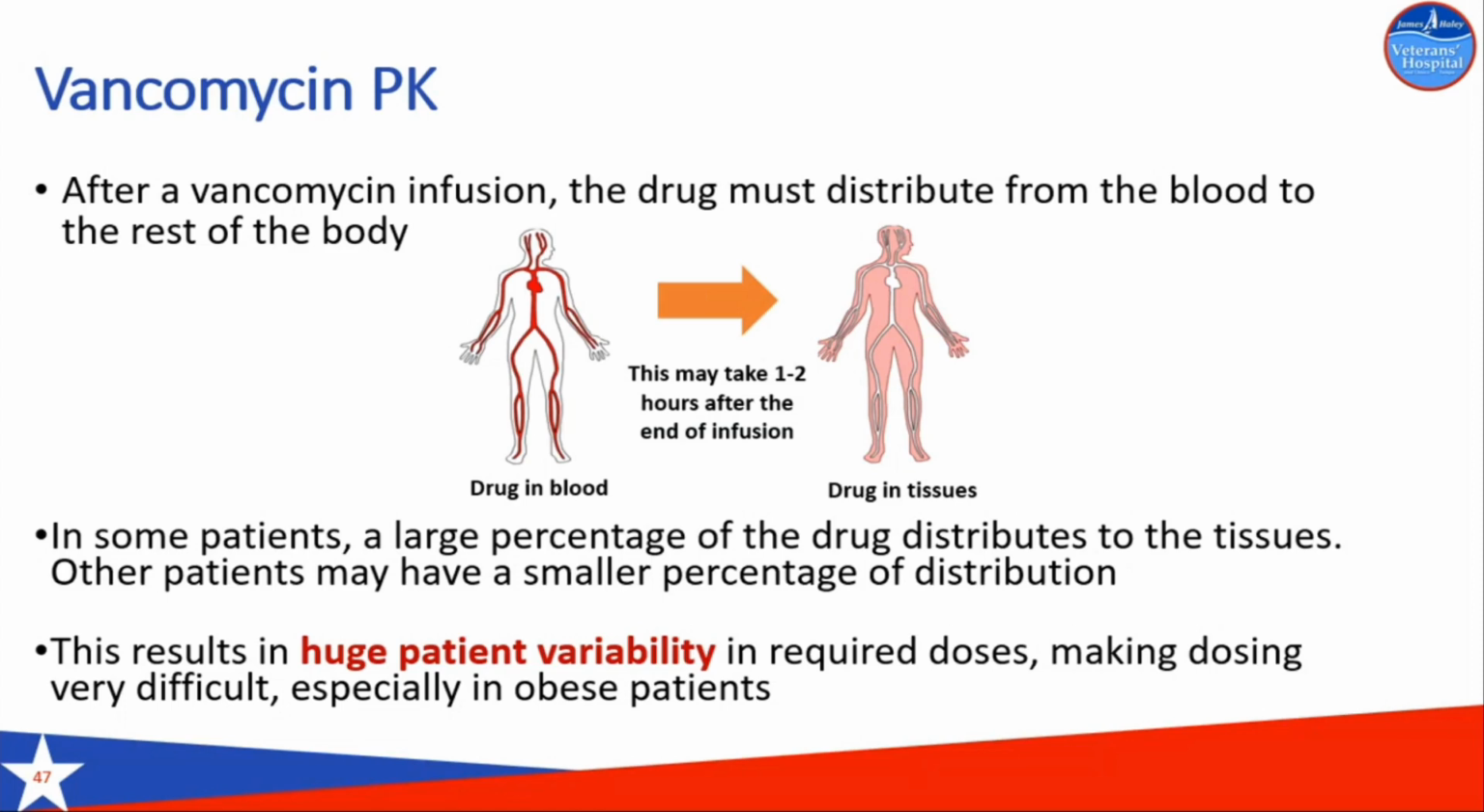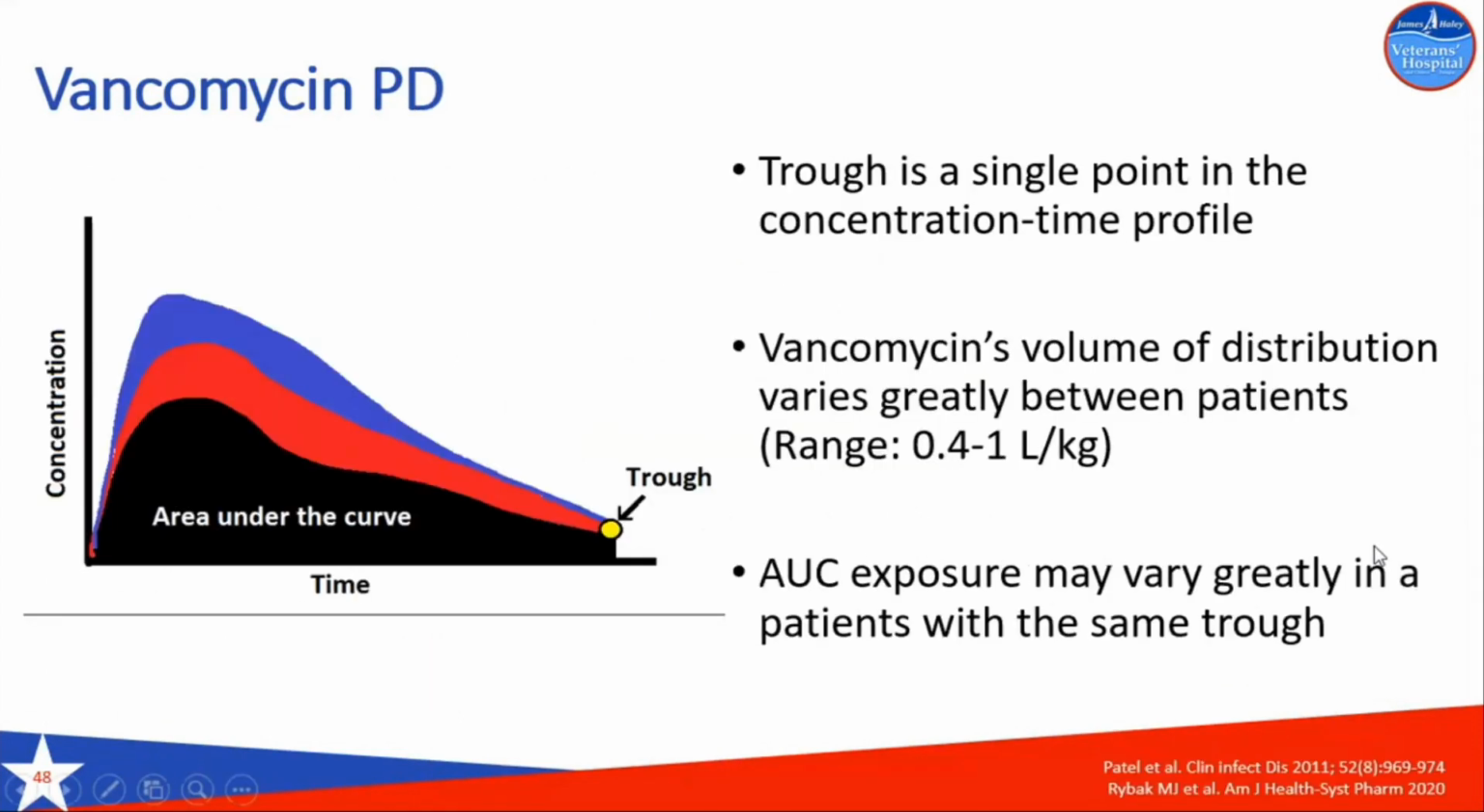In some patients, a large percentage of the drug distributes to the tissues. So if you're obese or have certain other factors, that might contribute to a larger percentage being distributed versus other patients might have a smaller percentage of distribution. So basically what this is getting at is that there's a huge patient variability when we're looking at doses, which makes dosing very difficult, especially in our obese patients.